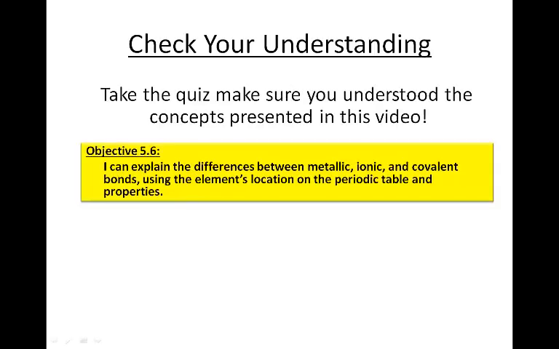So those are the four kinds of bonding. Hopefully by now, you could explain the differences between metallic bonding, ionic bonding, and the two types of covalent bonding. And you could talk about where the element is on the periodic table, whether it's a metal or a nonmetal, and its properties, whether it conducts electricity or dissolves in water.